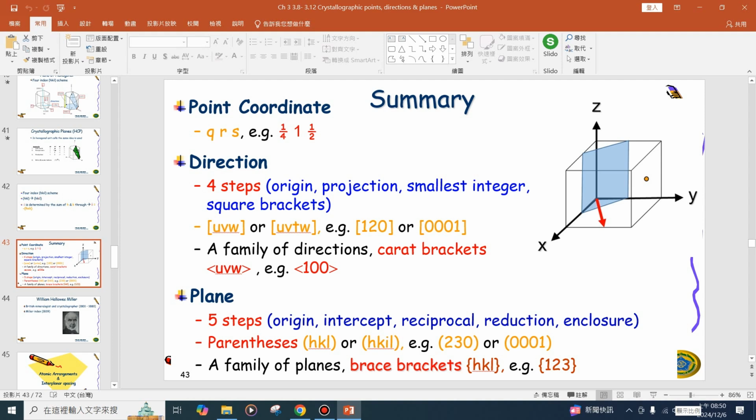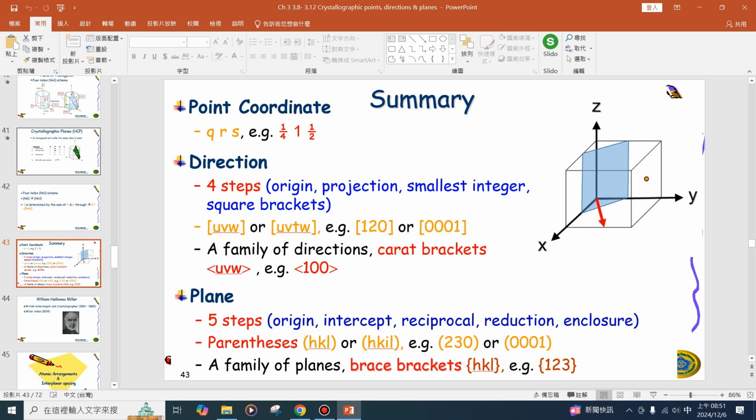Good morning. So let's recap what we have learned on Wednesday. On Wednesday, we basically talked about three topics. These three are all related to how to address a point, a direction, and a plane in the unit cell. So for the point coordinate, we use QRS to represent a point in this unit cell.